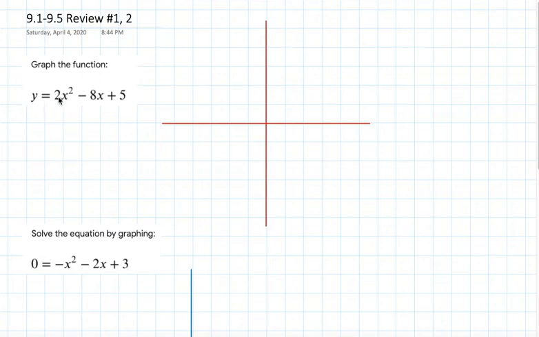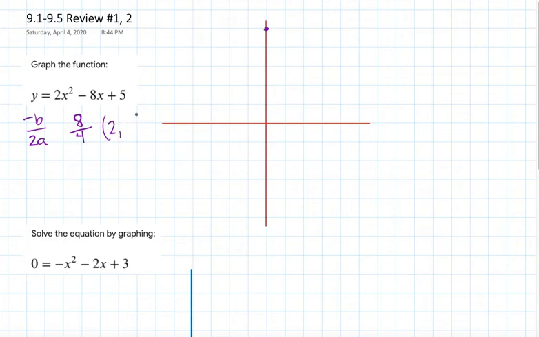So the first one says to graph the function. You have to remember how to graph a quadratic trinomial. Of course, you have a plus 5, which is your y-intercept. And we can find the vertex by going negative b over 2a. So negative b would be a positive 8, and 2 times 2 is 4. So I have 2 for my first value of my vertex.